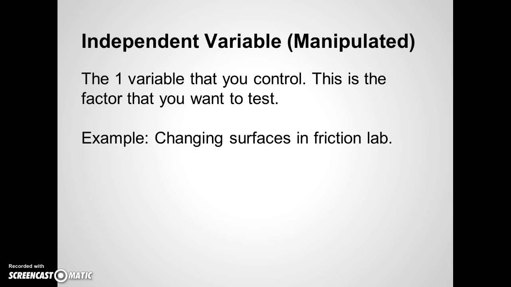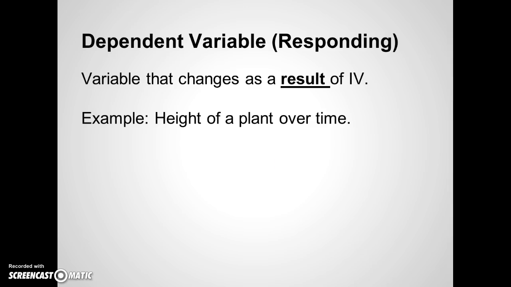So in the friction lab, if you change the surfaces, so for example, if there was carpet versus a smooth surface, that is something that you're going to control. You're going to see, does the carpet or the smooth surface have a difference in friction? The dependent variable in any given controlled experiment is going to be one that is actually dependent upon the independent. So if you're changing the surface for the friction lab, friction itself is going to be your dependent variable. It's something that you're going to measure.